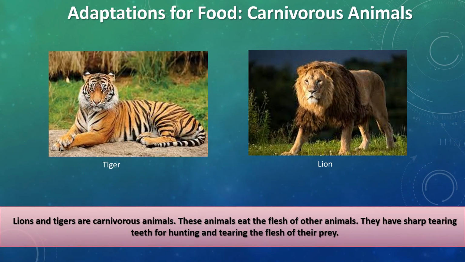Next are carnivorous animals. Lions and tigers are carnivorous animals. These animals eat the flesh of other animals. They have sharp tearing teeth for hunting and tearing the flesh of their prey.